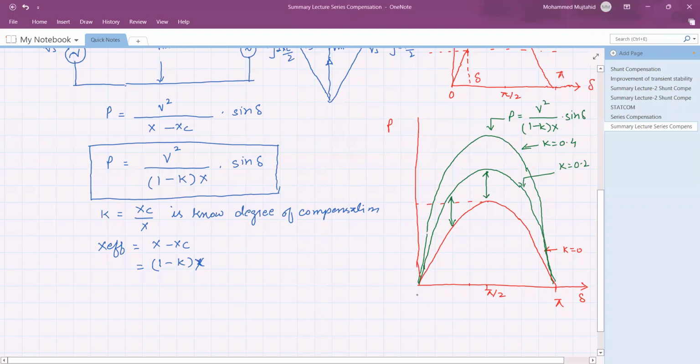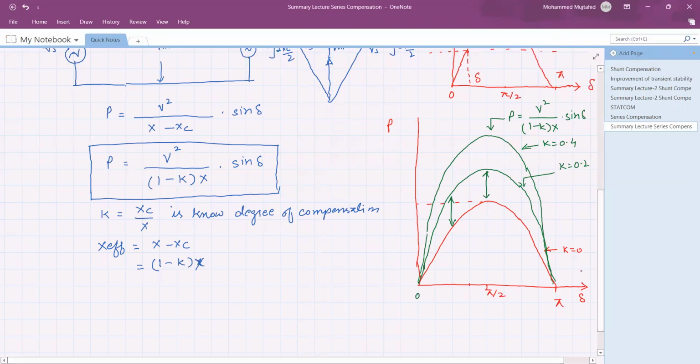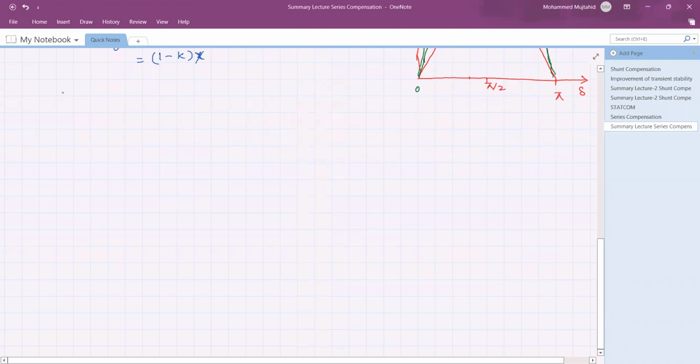So this is angle 0. Now we will proceed with our same discussion with the help of this concept of series compensation. Now we can improve the voltage stability by series compensation.